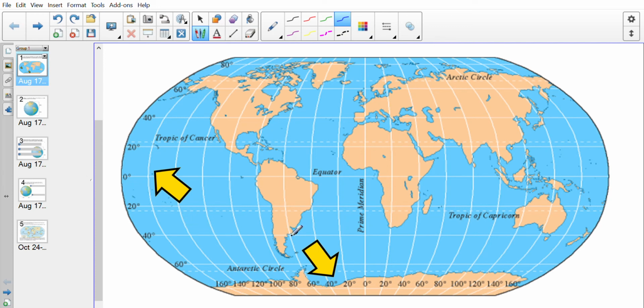Have you ever seen a map that has lines and numbers that look like this? What do you think these lines and numbers mean? Let's find out.